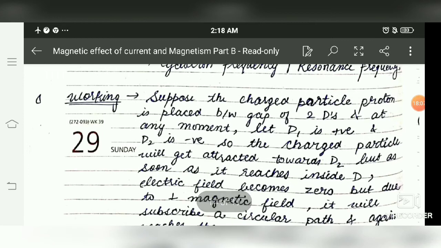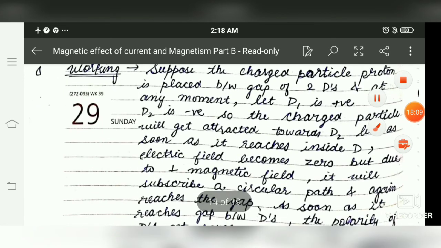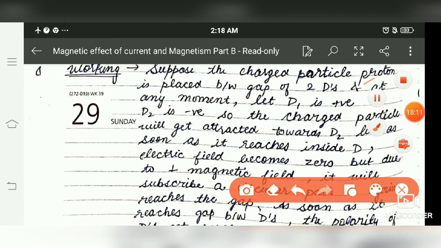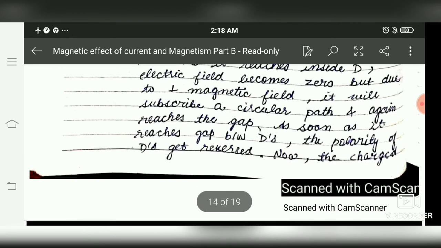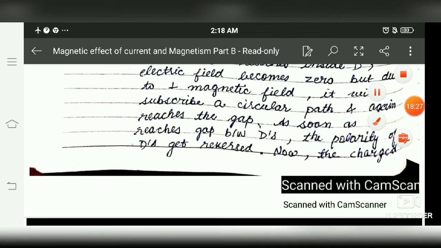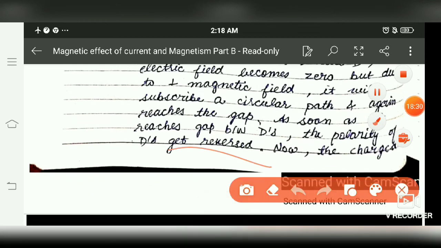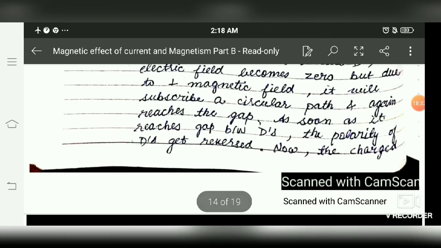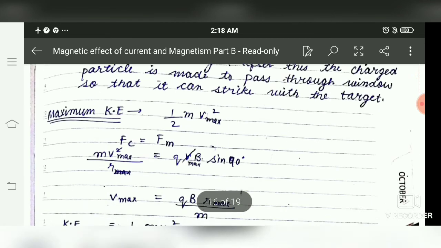Working: the charged particle, say a proton, is placed between the gap of the Ds, and let D1 be positive and D2 negative. So the charge moves toward D2. As it is inside the D, the electric field becomes 0, but the perpendicular magnetic field will make it describe a circular path. Again the polarities get reversed, so again the particle will move inside them.